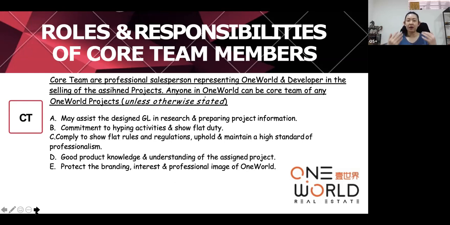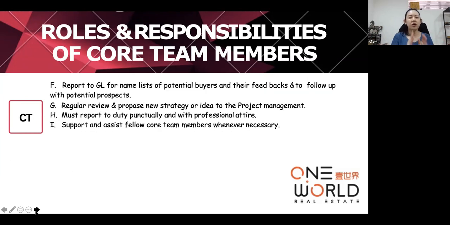Okay, of course, we need to take care of our own image as well, and portray our professionalism during our sales process. All right. So remember, report to the GL the name list of the potential buyers, and always give feedback and also follow up with the potential prospects every week. Okay, so every 2-3 days, you need to go back to your list, all right, to see what the opportunity is for you. Okay, how can you serve your customer better? All right, regular review and propose new strategies or ideas to the project management.